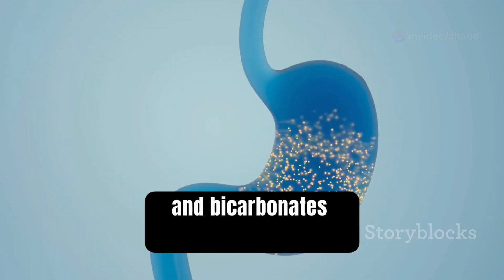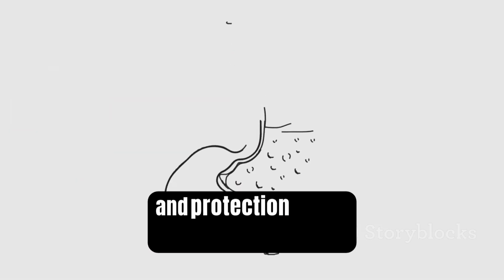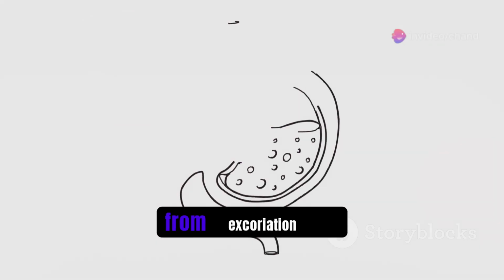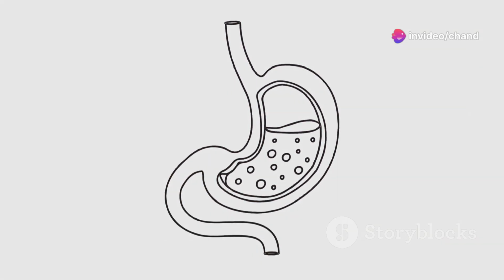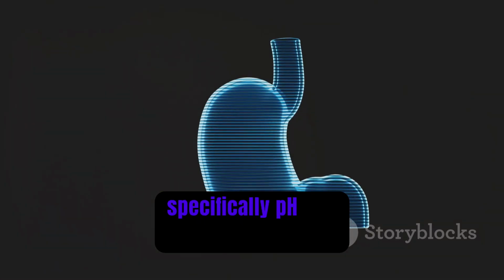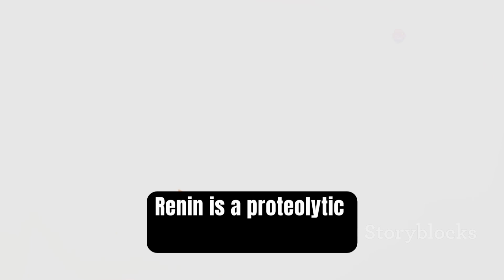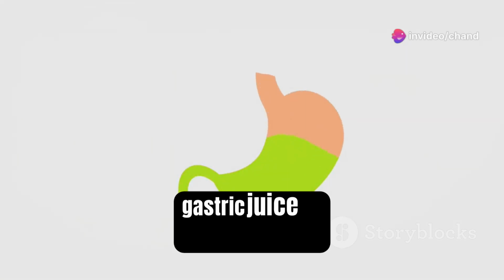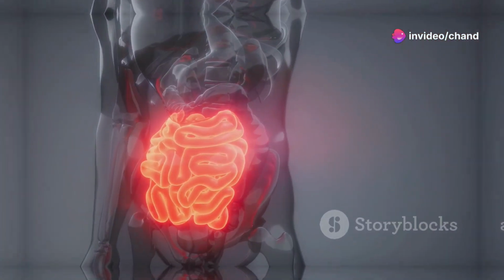The mucus and bicarbonates present in the gastric juice play an important role in lubrication and protection of the mucosal epithelium from excoriation by the highly concentrated hydrochloric acid. HCl provides the acidic pH, specifically pH 1.8, optimal for pepsins. Renin is a proteolytic enzyme found in the gastric juice of infants, which helps in the digestion of milk proteins.